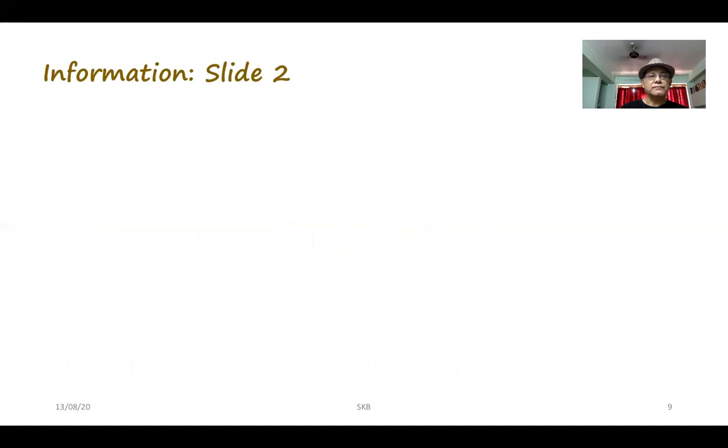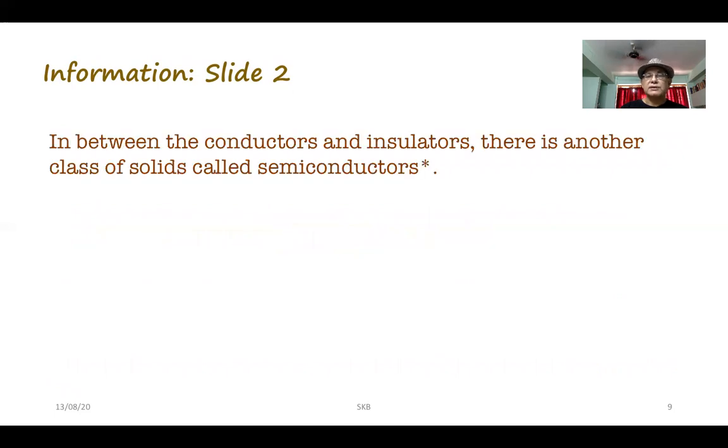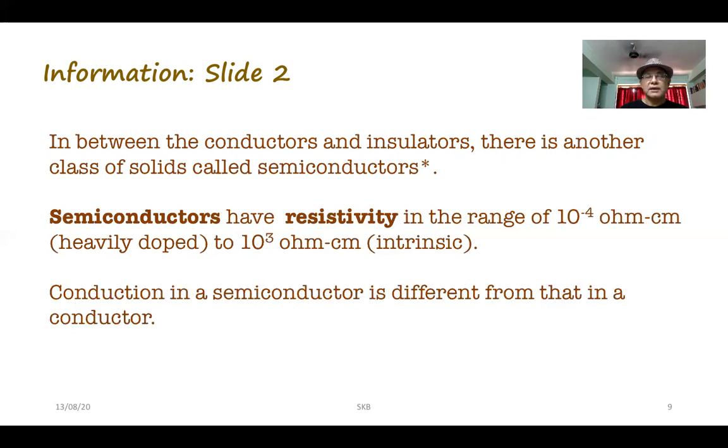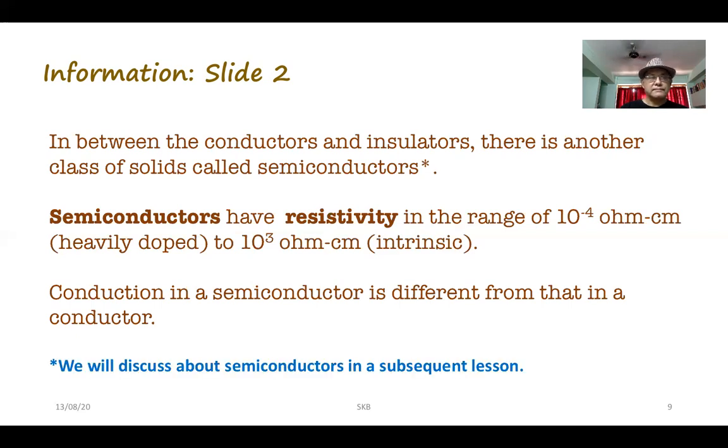Information, slide 2. In between the conductors and insulators, there is another class of solids called semiconductors. Semiconductors have resistivity in the range of 10 to the power minus 4 ohm centimeter if the sample is heavily doped, to 10 to the power 3 ohm centimeter if the sample is in intrinsic state. Conduction in a semiconductor is different from that in a conductor. We'll discuss semiconductors in a subsequent lesson.